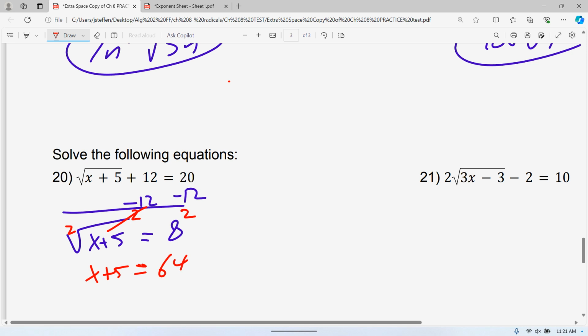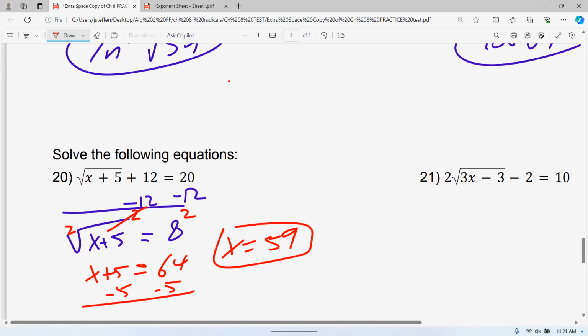Minus, because we did not cancel any exponents, there aren't any exponents. So just make sure you are aware of that. And then steps for problems. So we just subtract 5. You get x is equal to 59.